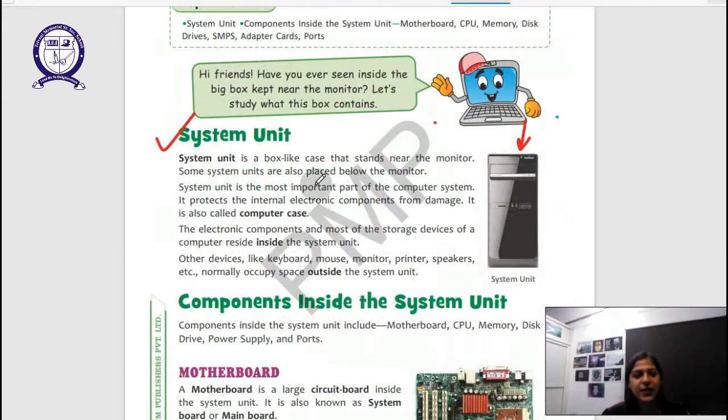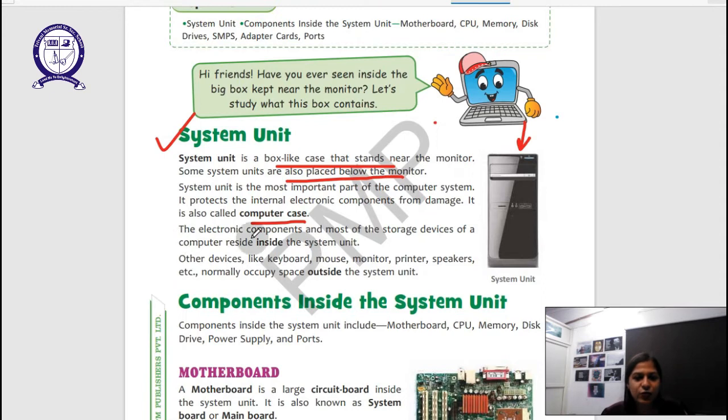It is a box-like case that stands near the monitor, and in some cases we put this system unit horizontally just below our monitor. It is the most important part of the computer system. It protects the internal components from damage, which is why we also call it a computer case.